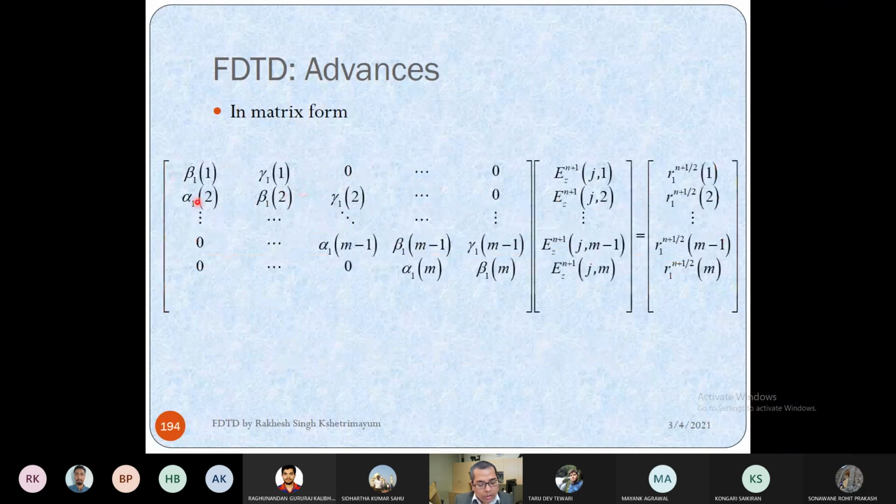You can write the tridiagonal equation for the ADI FDTD for the second procedure. Like last time, the first row and the last row will have only two components, beta 1 and gamma 1, alpha 1 and beta 1. All other rows will have three components. This is the Ez at 1, 2, 3 and up to m, and this is R1,1, R1,2, up to R1,m.